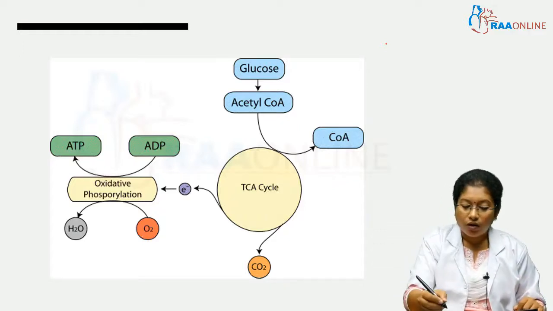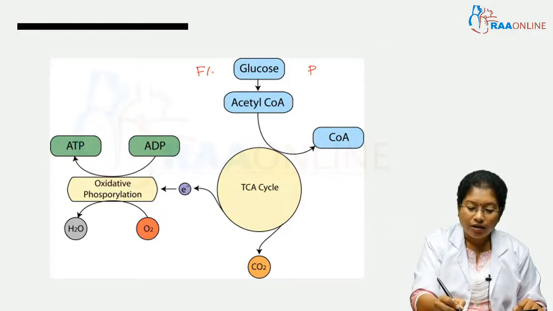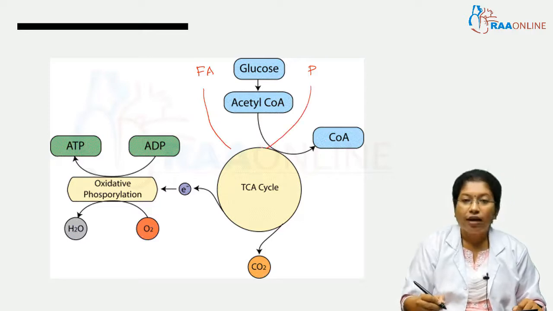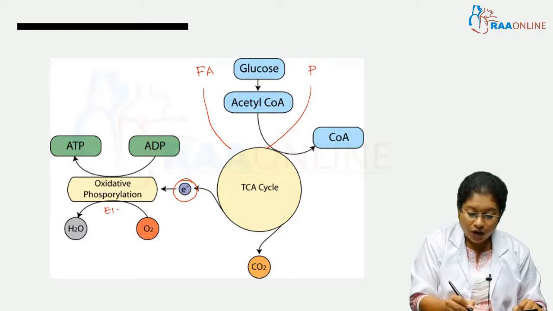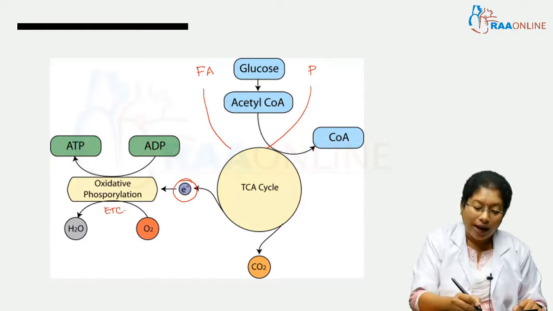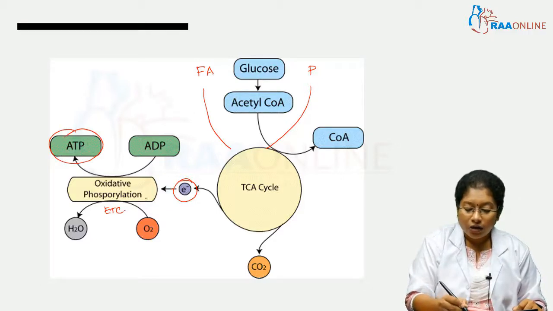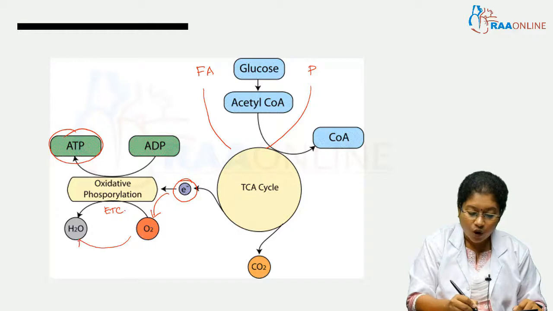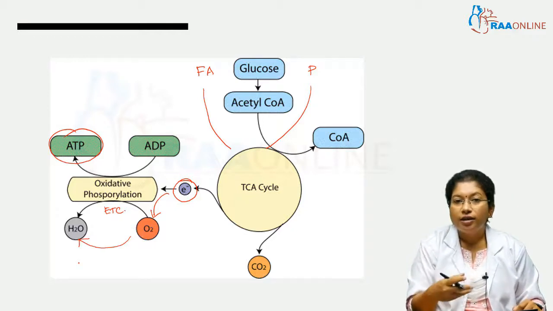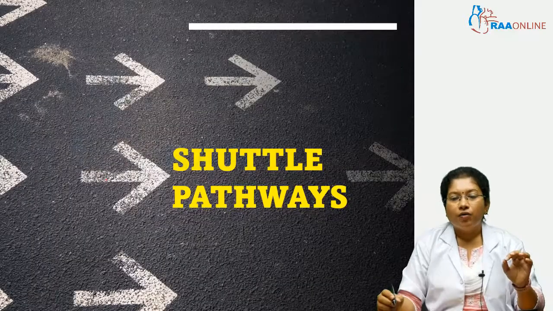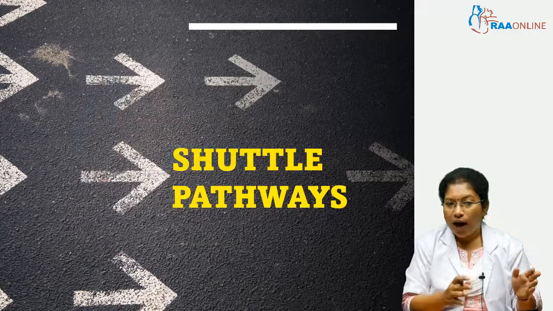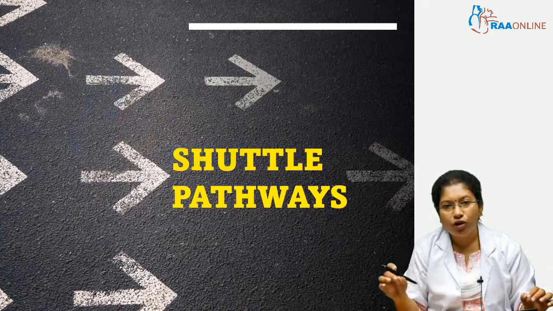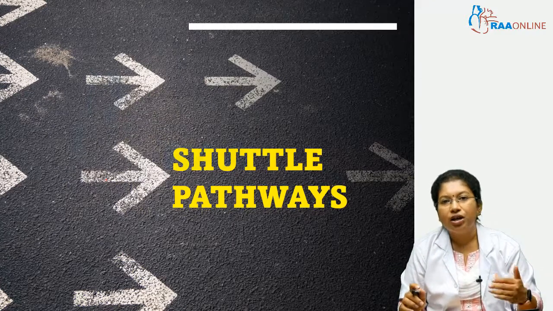So same thing, the glucose, protein, fatty acid all enters into the TCA cycle from where the electrons are transferred to the ETC, oxidative phosphorylation, to produce ATP. These electrons are carried to the oxygen which becomes water, and this energy is helping in forming the ATP. We have seen the electron transport chain definition and how the electrons are carried from negative redox potential to positive redox potential. Now we'll see the shuttle pathways.